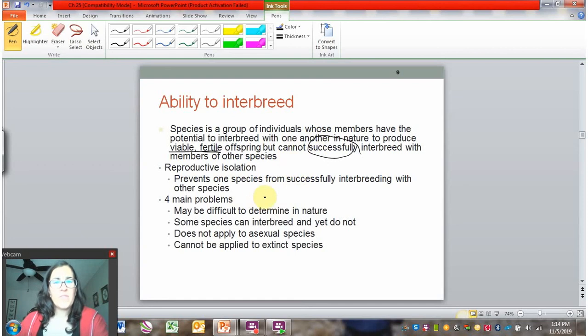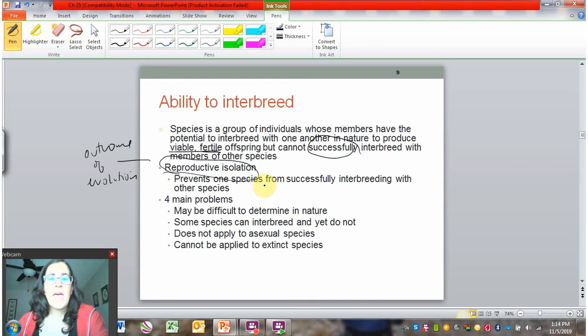So the thought process behind using this criteria for speciation is that as organisms separate over time and change over time, you get reproductive isolation. So again, this is the outcome of evolution. And all the different changes that have evolved will cause two different organisms to not be able to interbreed with each other anymore, and we would therefore consider them different species.